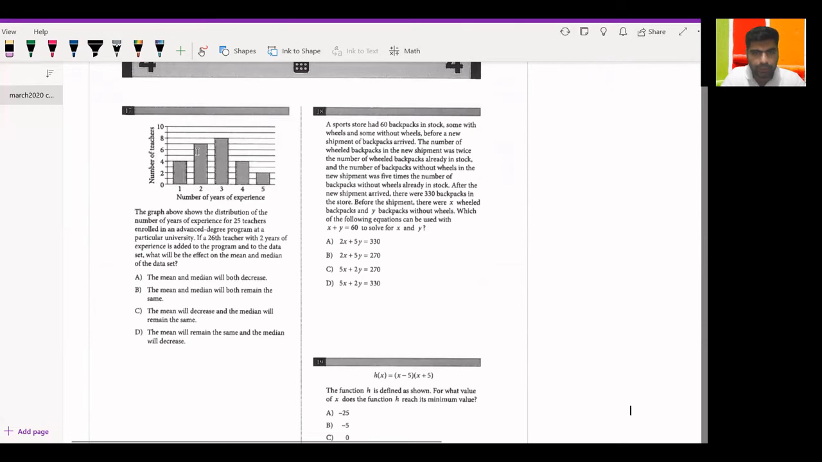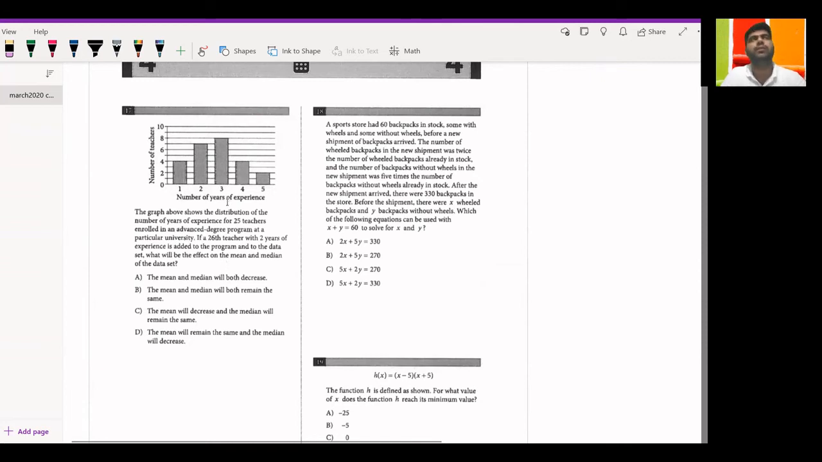With 2 years of experience. So 26 teachers will be here. It's added to the program and to the data. These are total 25 teachers. What will be the effect on the mean and the median of the data set?